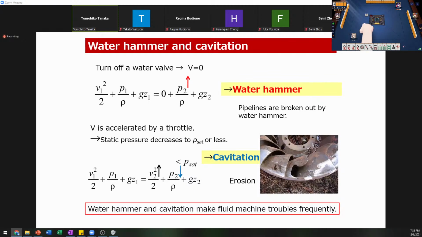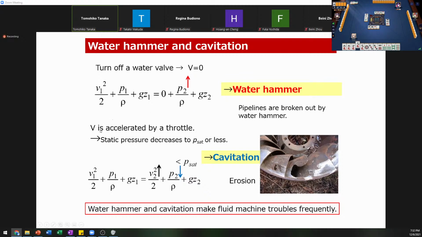And also, by considering energy equations, you can probably calculate the limitations, such as water hammer and cavitation, as we learned before. So when you turn off the water tap suddenly, the velocity term suddenly becomes 0, and then pressure goes up, resulting in a water hammer. So sometimes pipelines are broken by water hammer. Large pressure damages the pipe.